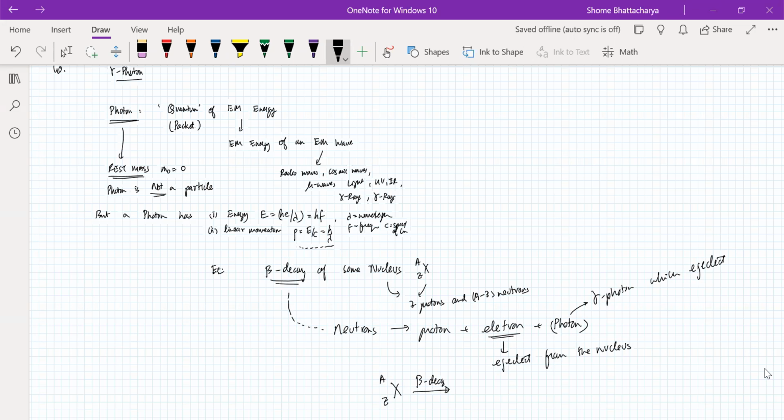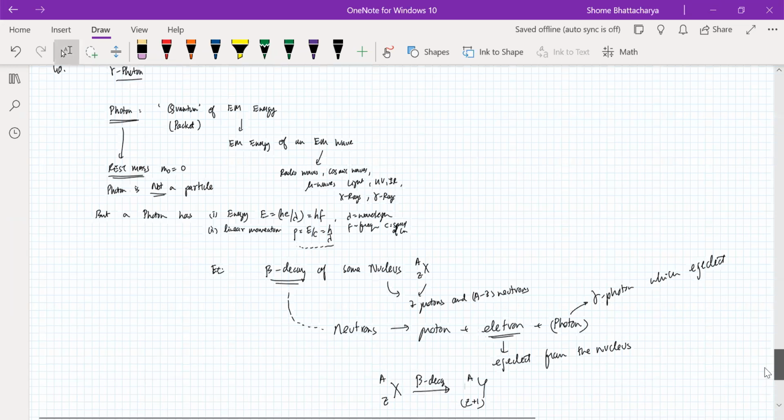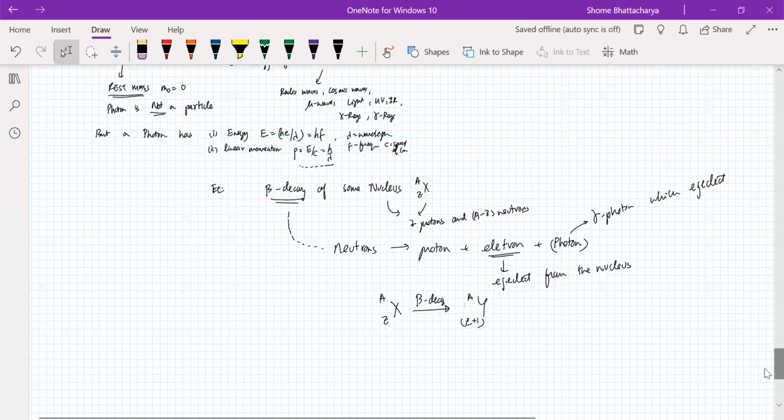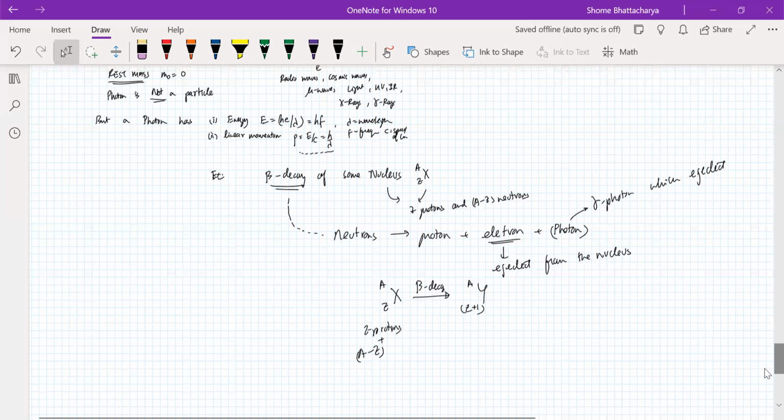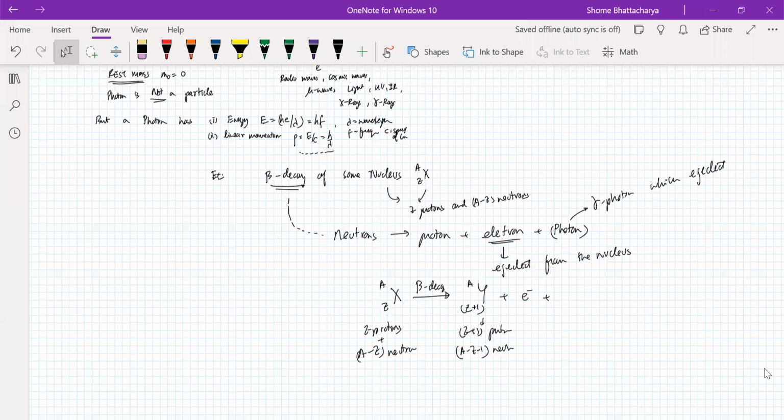So once that happens, your Z has changed. No? So the Z has changed means the nucleus has changed. It's become a nucleus which has Z plus 1 protons, but same mass number, because the total number of neutrons and protons is remaining the same. So it has converted from a nucleus which earlier had Z protons plus A minus Z neutrons to something which now has Z plus 1 protons and A minus Z minus 1 neutrons. Okay. And plus an electron plus a photon. So these are ejected from it.